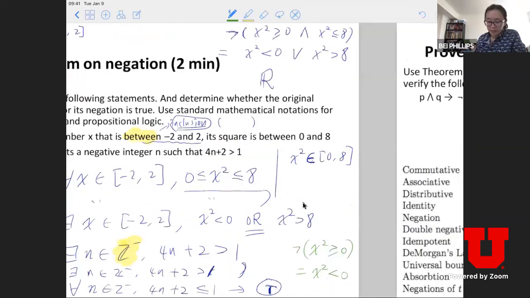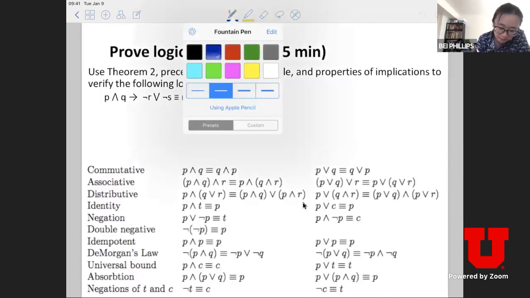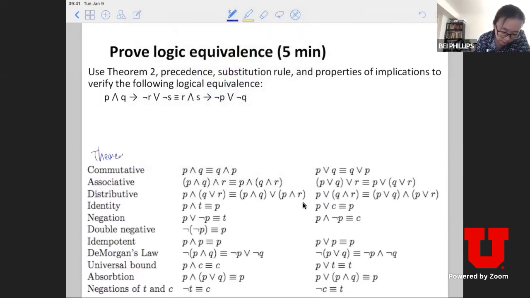Okay. All right, the next one is going to take you a little bit of effort. That's why I put it at 5 minutes here. This is a typical question you will likely get in the first quiz. It is trying to prove a logical equivalence, and usually it asks for using theorem 2. I'm going to start the clock right now. Try to use the rules from theorem 2. There is also the rule of precedence and the rule of substitution, and you also need to use the property of implication.